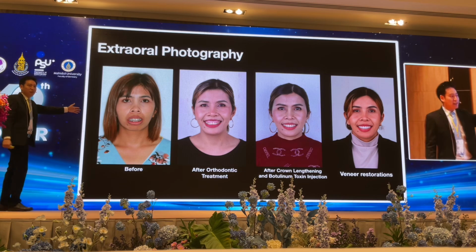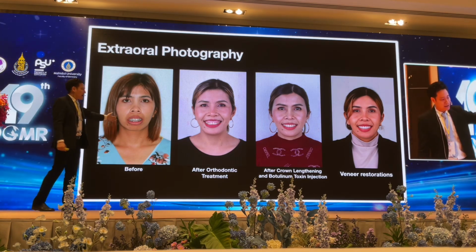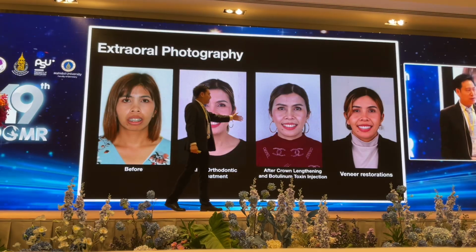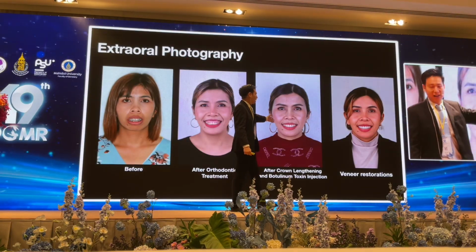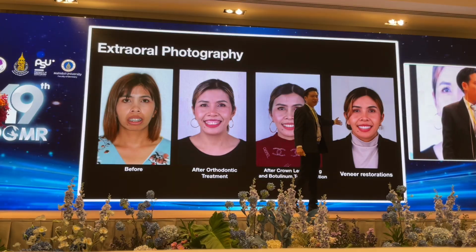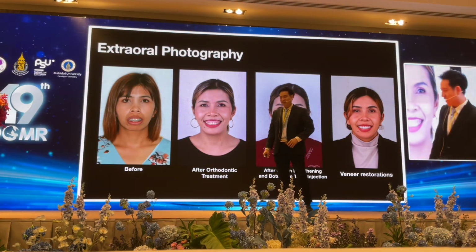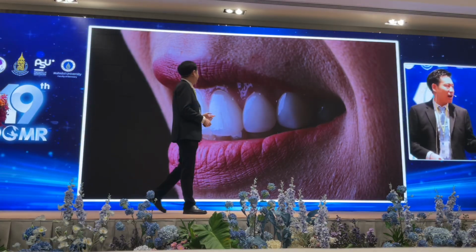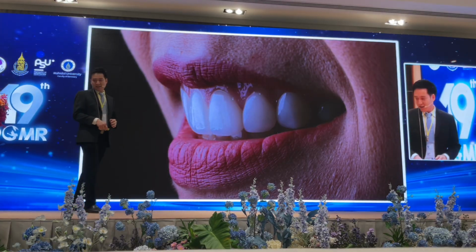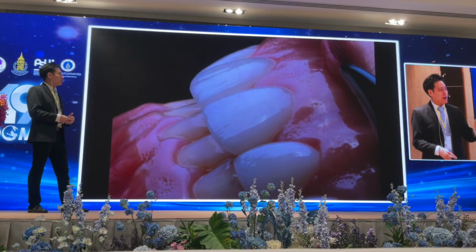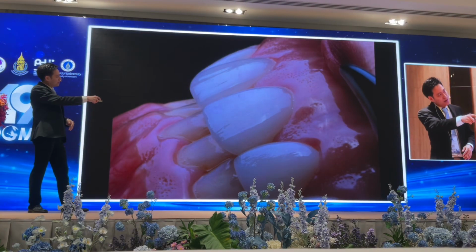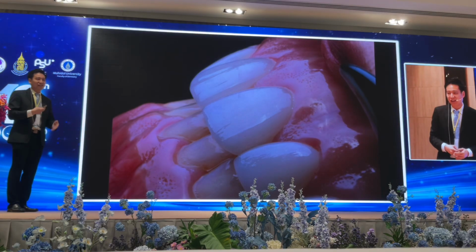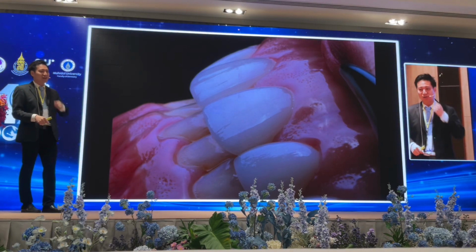For the beginning, before orthodontic treatment. After orthodontic treatment and orthognathic surgery, and then we did aesthetic crown lengthening and Botox. And for the final, we did the lingual restoration. And this is how the patient smiles right now. The patient is very cooperative. You see, even the gum is very healthy. It's very nice. I mean, she does very good cleaning of her teeth.